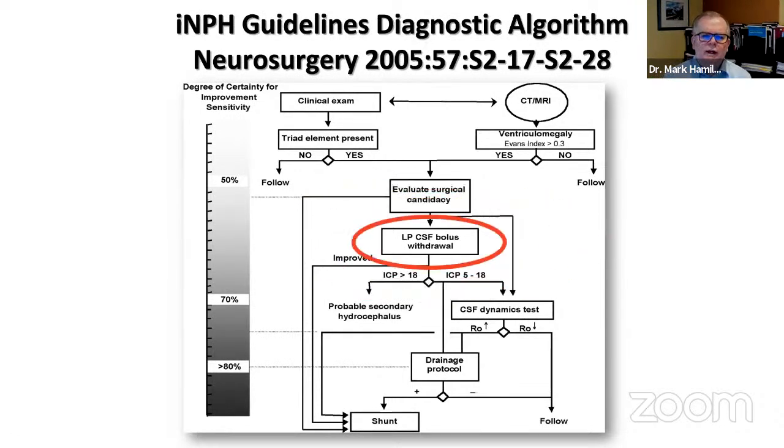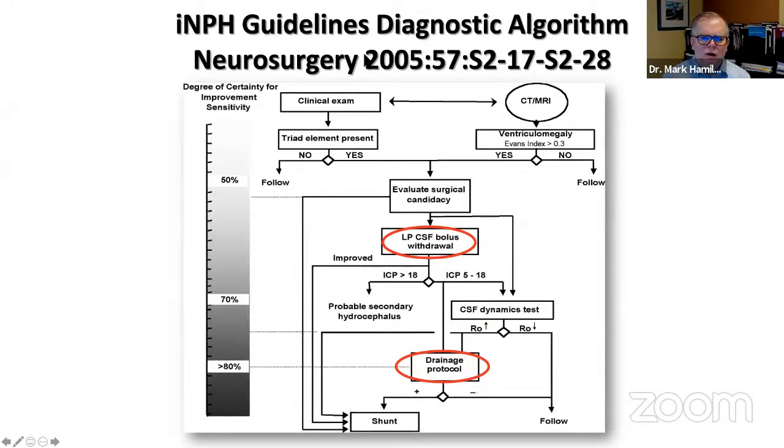However, if you do things like CSF testing, so this is the large volume tap. In Europe, there's a lot of CSF dynamic testing. And in North America and in Europe, there's a lot of CSF external drainage testing. That probability of picking patients who will be successfully treated with a shunt increases dramatically.